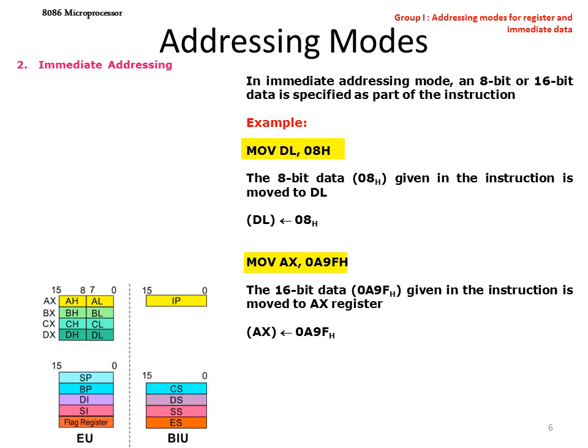Coming to immediate addressing. In immediate addressing mode, the 8-bit or 16-bit data is specified as a part of the instruction. For example, MOV DL, 08: the immediate data 08 is moved onto the 8-bit register DL. In MOV AX, 0A9FH, the 0A9FH is 16-bit data that is moved into the AX register.